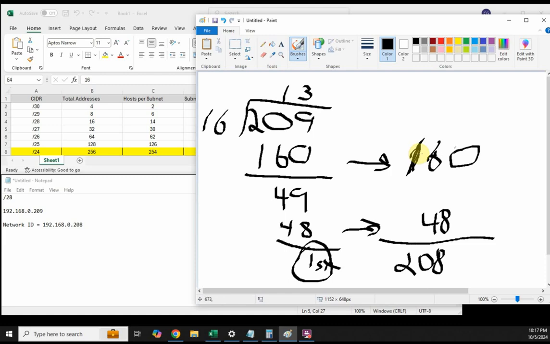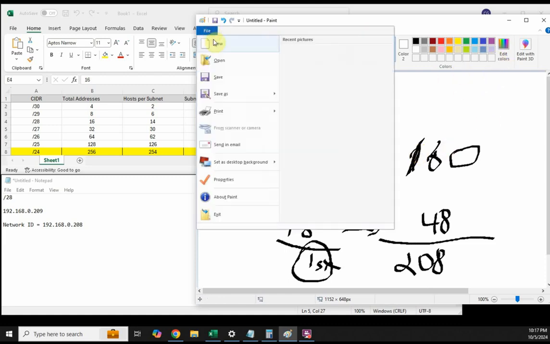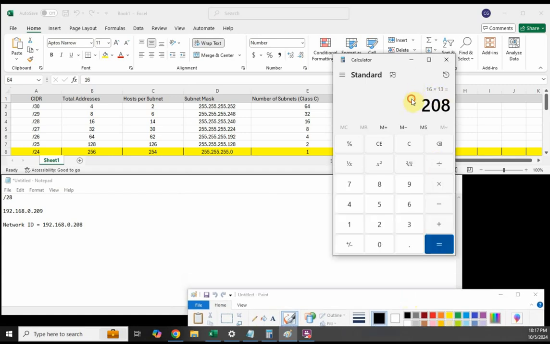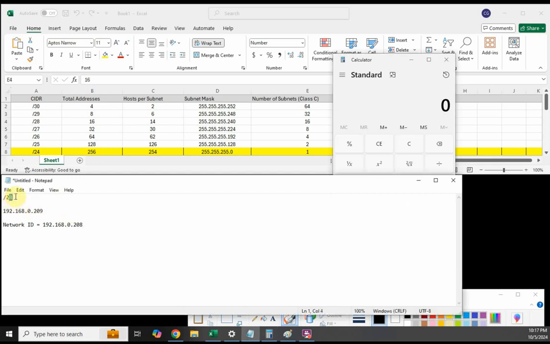Did I lose you? Let's try another one. All right, let's try a different one. Clear, clear, clear. All right, so let's say we've got a /27, and let's change this to 119. So what's our network ID going to be here? Any guesses? I can tell you what I know. I already know what it is. It's going to be 96.